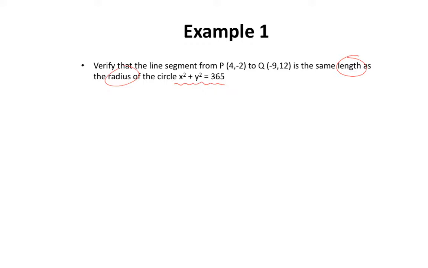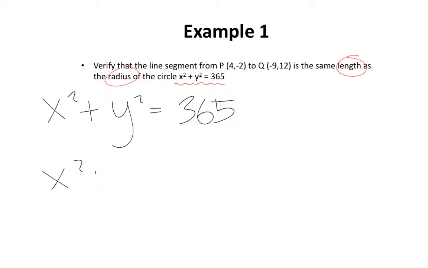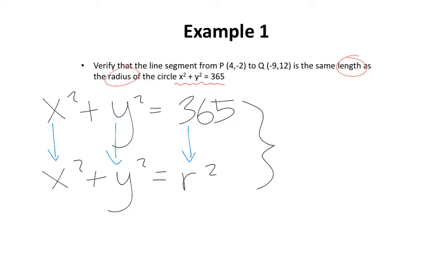So I'm going to rewrite the equation which is given, x squared plus y squared equals 365. If you recall, the general equation of a circle, which is centered around the origin, is x squared plus y squared equals r squared. X squared is the same thing as x squared, y squared is the same thing as y squared, while 365 is equal to r squared. Let's go ahead and make a note over on the side. Therefore, r squared is equal to 365.